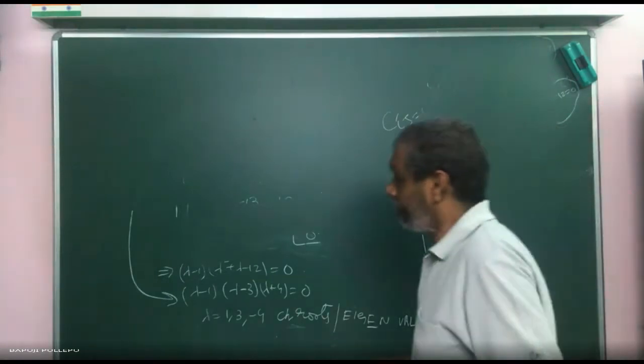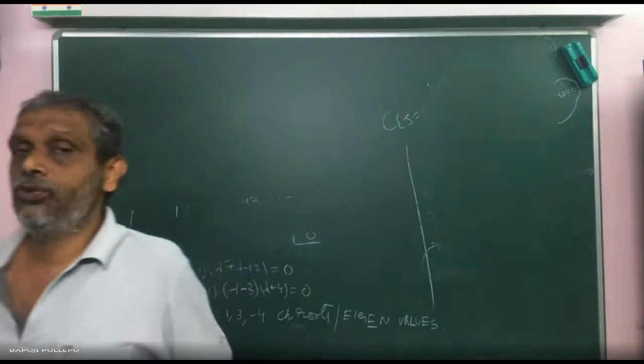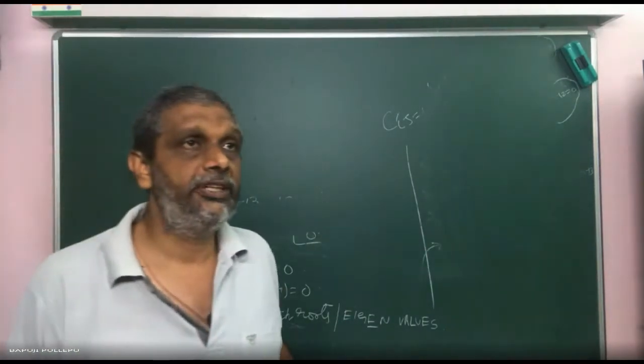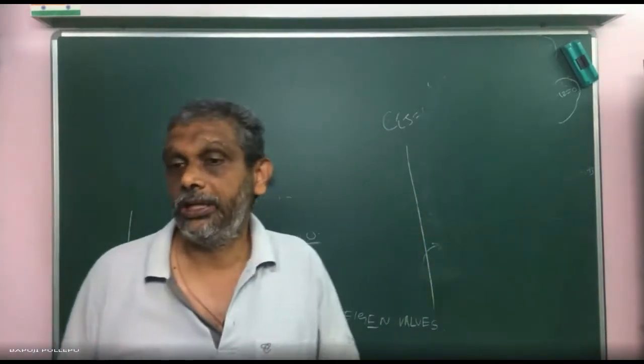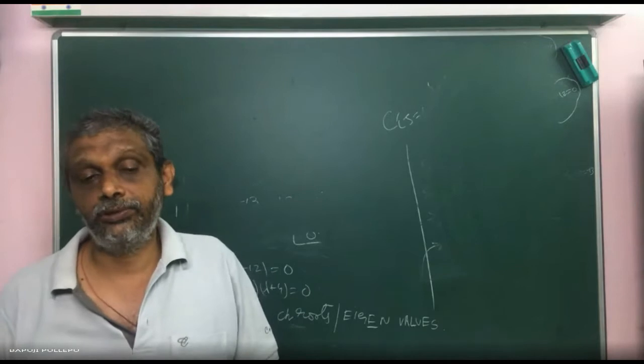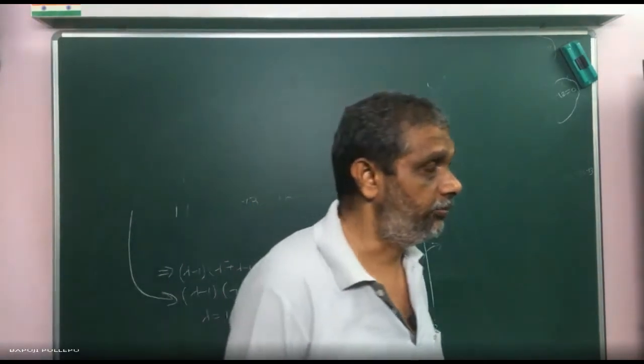Yesterday, for this problem, we got eigenvectors. That is another problem we do. Next, slowly we do. Suppose it is repeated eigenvalues, what do we do? Two eigenvalues repeated, what do I want to do? Three eigenvalues repeated, what do I want to do? We do one by one.